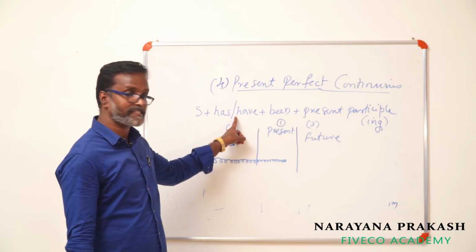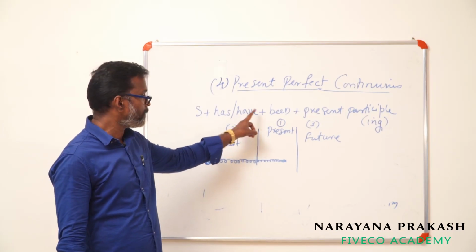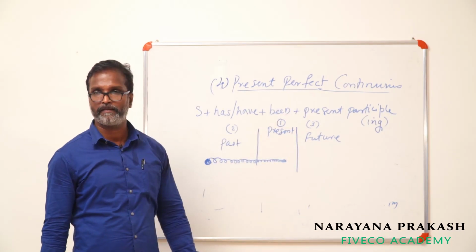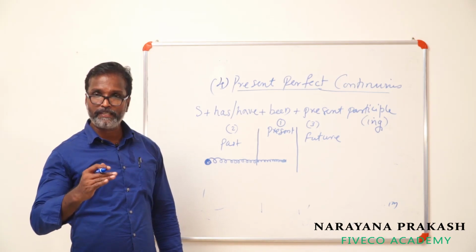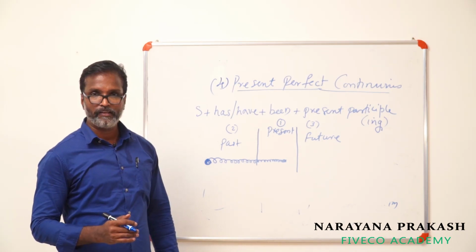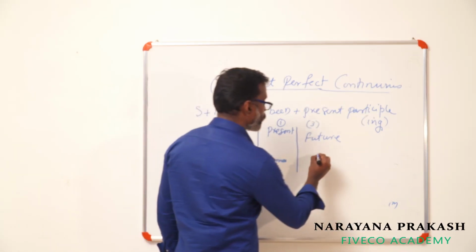I told you the structure: subject plus has or have plus been plus present participle. And apart from this structure, you have to use since or for.